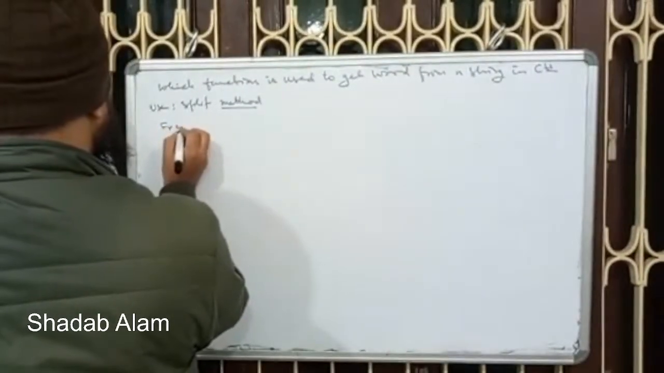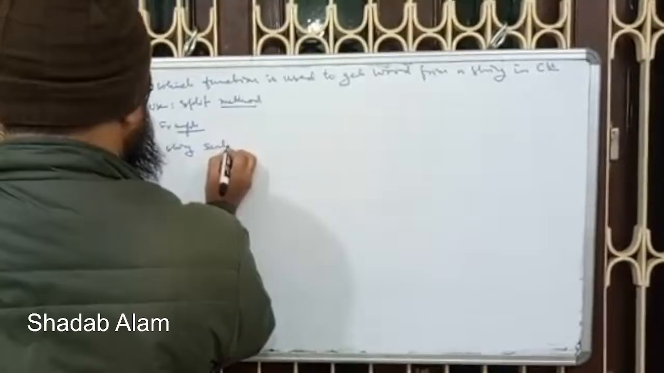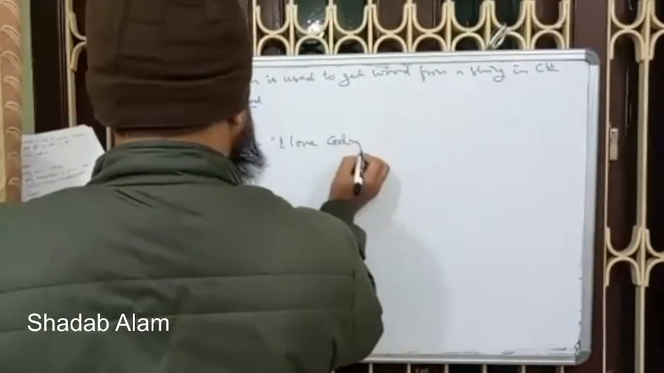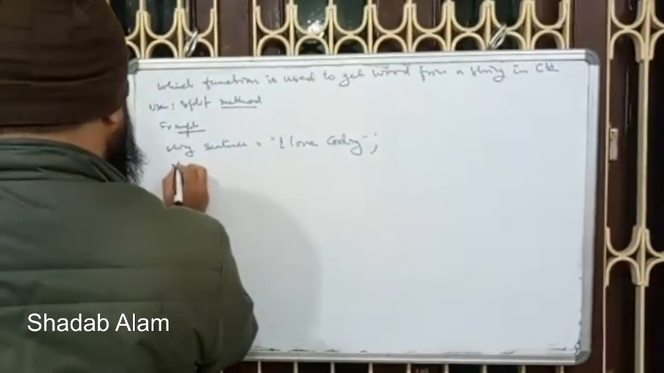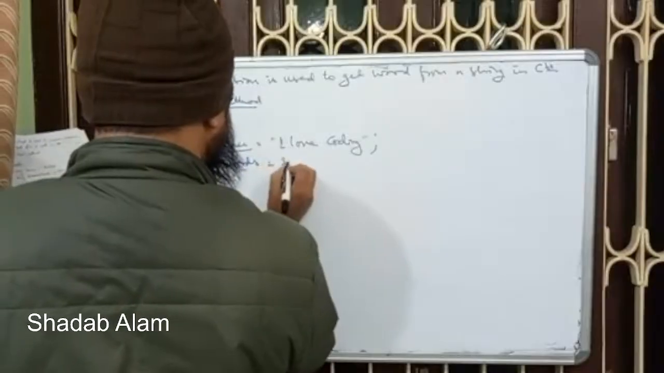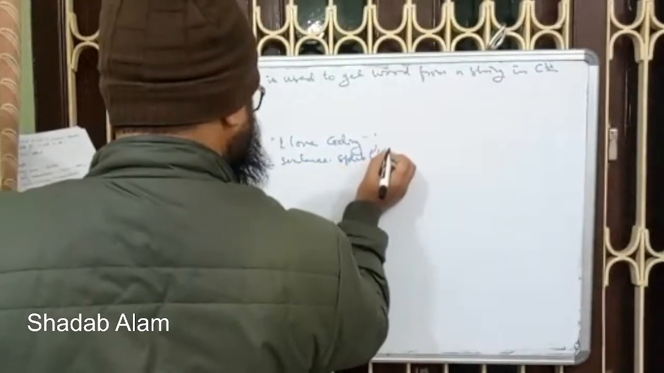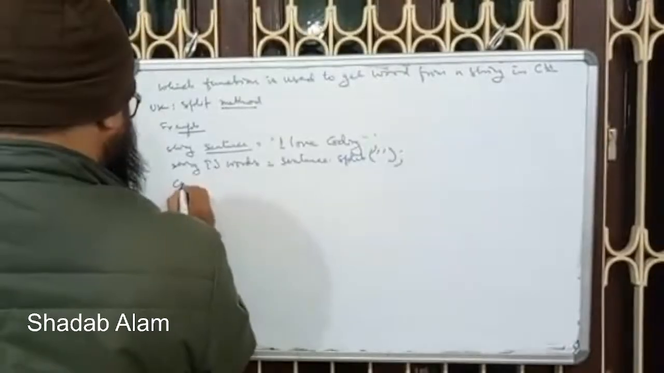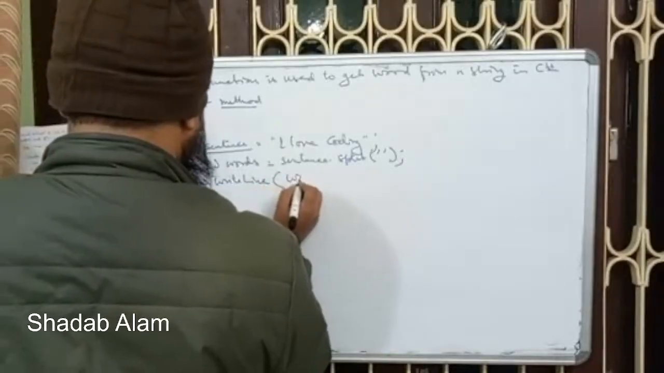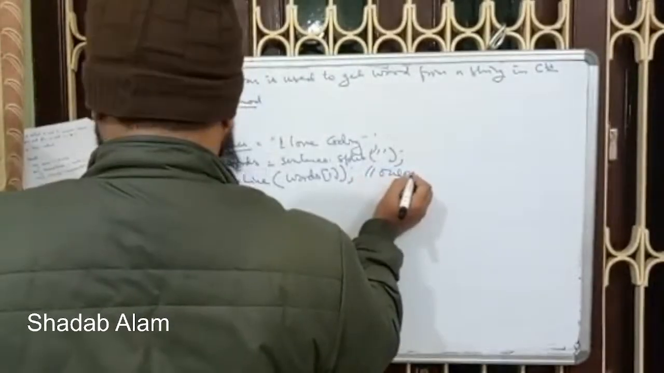Example: string sentence = "I love coding"; string[] words = sentence.Split(); Console.WriteLine(words[1]); output.